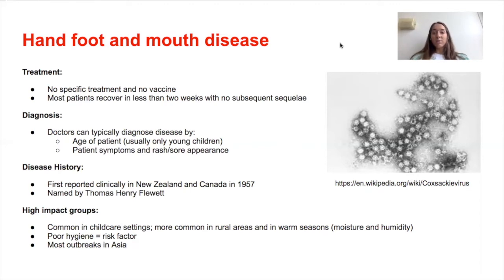And also those with poor hygiene are a greater risk factor, which again is why in children that don't necessarily wash their hands after touching their mouth or their nose, this can pass more easily. And there have been the most outbreaks in Asia, specifically Taiwan and a couple other countries. But yeah, and that's a picture of the Coxsackie virus on the right there.